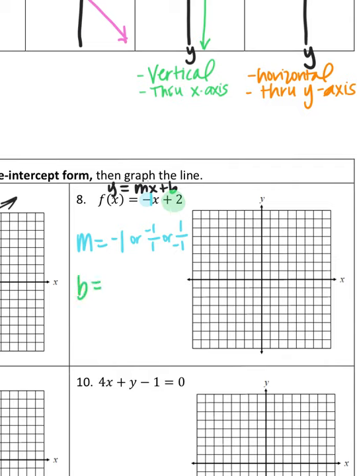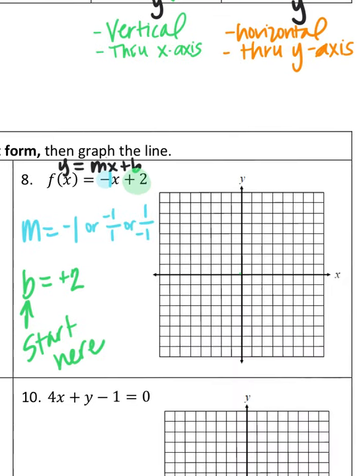B is plus 2. So B is our y-intercept. We start here, and we're going to put our y-intercept at 2. So starting at the origin, we're going to go up 2. So starting here, 1, 2. And there's our y-intercept. And then we're going to go ahead and do our slope.